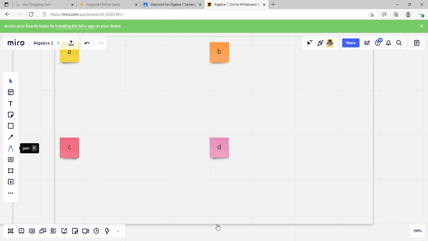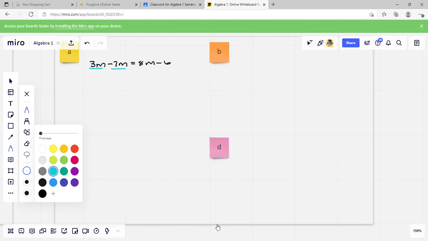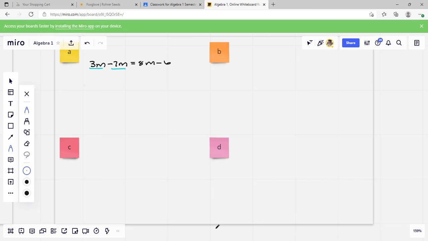Okay, so for A, I've got 3m minus 7m equals 8m minus 6. Okay, so this first part's pretty easy. I just have to put my like terms together, and those are both m's right there. So 3 minus 7. I have $3. I want to spend $7. I'm going to have to borrow 4. There were no like terms on the other side.